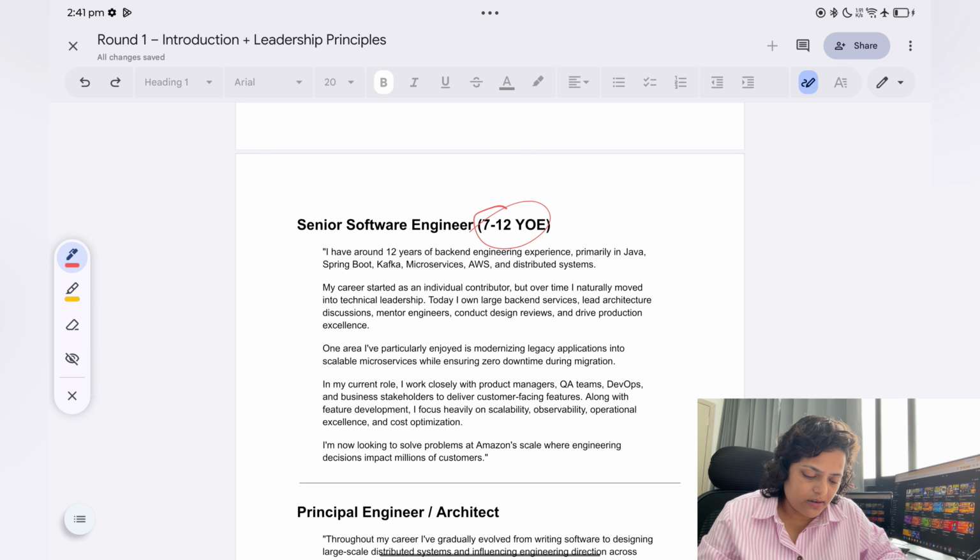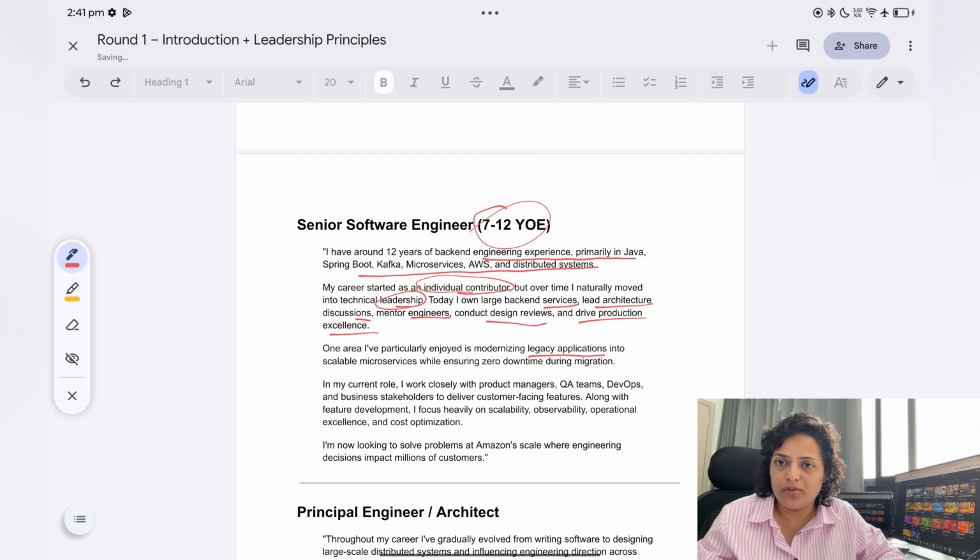Let's say he will say that I have around 12 years of backend engineering experience, primarily in Java, Spring Boot, Kafka, microservices, AWS, and distributed systems. My career started as an individual contributor, but over time I naturally moved into technical leadership. Here leadership would be expected from you. Today I own large backend services, lead architecture discussions, mentor junior engineers, conduct design reviews and drive production excellence. One area I have particularly enjoyed is modernizing legacy applications, so let's say you have worked on some migration work or monolithic to microservices conversion, into scalable microservices while ensuring zero downtime during migration.